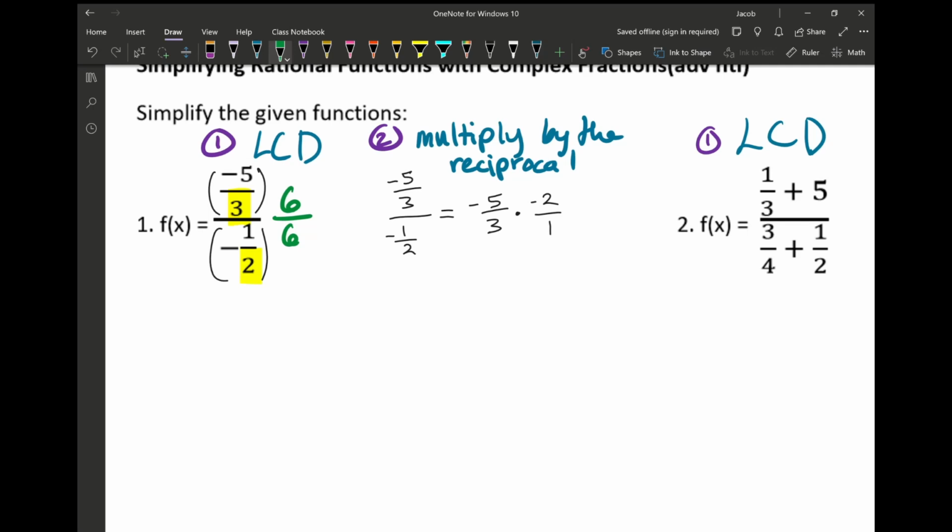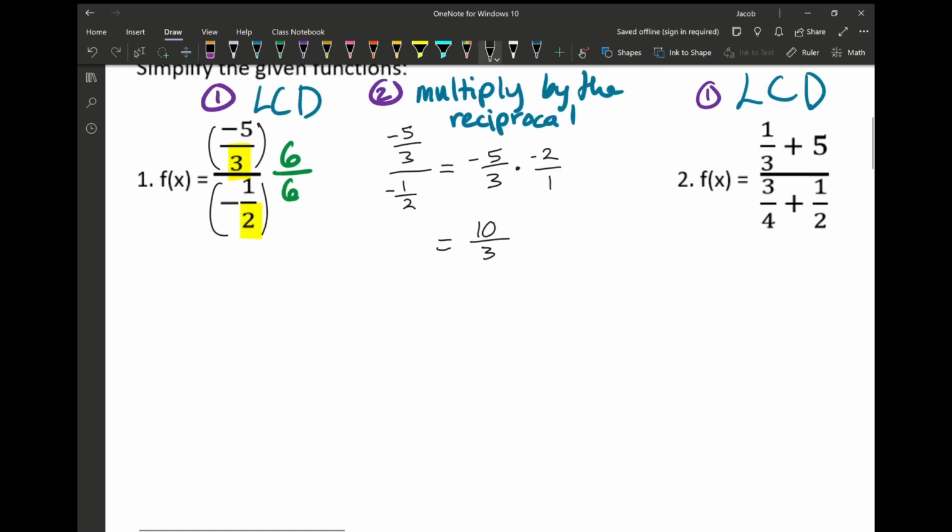So multiplying by the reciprocal, I have -5/3 times -2/1. After doing that, I actually want to start solving this by working down. So I'll be multiplying -5, -2, and 3 times 1. So that one's easy enough.